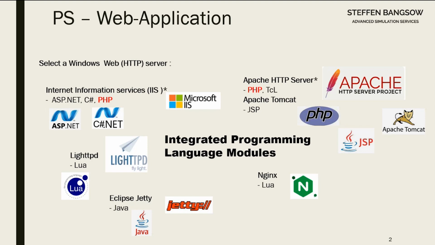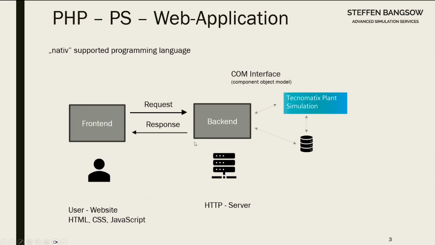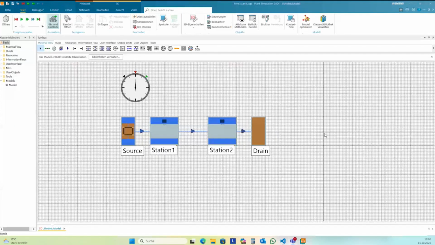But we have one big advantage here in Windows. The COM interface is already included in the basic PHP installations. We don't need to add any modules to PHP. And so it's the basic architecture: we have a front end, we have a back end, and we communicate directly from the back end with Technomatix Plant Simulation.